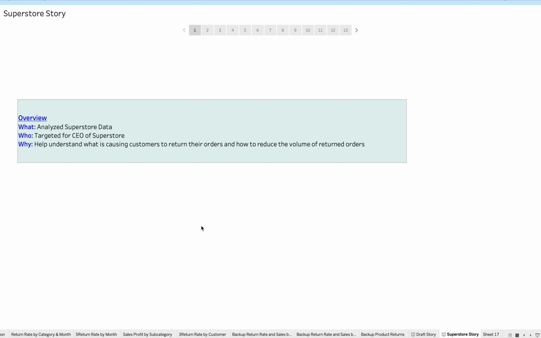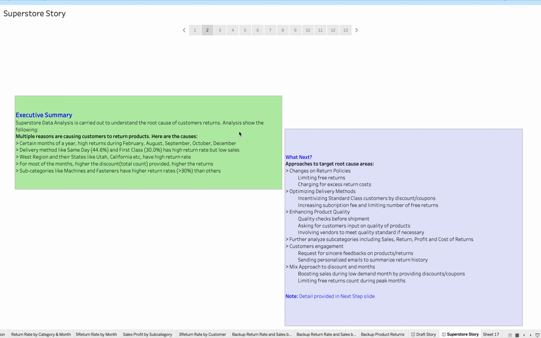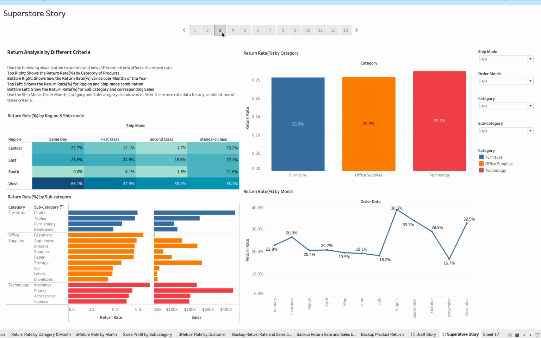This is targeted for the CEO of Superstore to help understand customer returns and how to reduce the volume of return orders. Moving on to the next slide. This is the executive summary and the summary of what's next. Now, moving on to the dashboard, this dashboard was created in order to understand the root cause of returns.